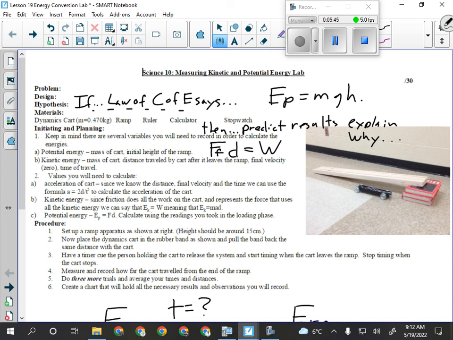Then, predict your results. Okay? Will your kinetic energy at the bottom be equal to the energy at the top or not? And explain why. So it'd be, then the energy at the bottom will be equal because, or then the energy at the bottom will not be equal because. Okay? That's what I'm looking for in the then part.